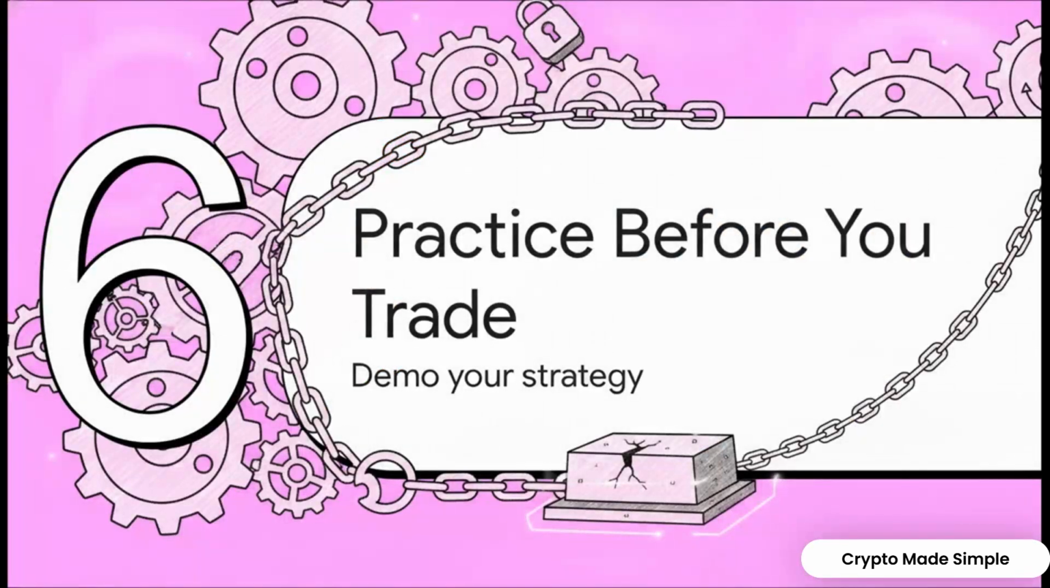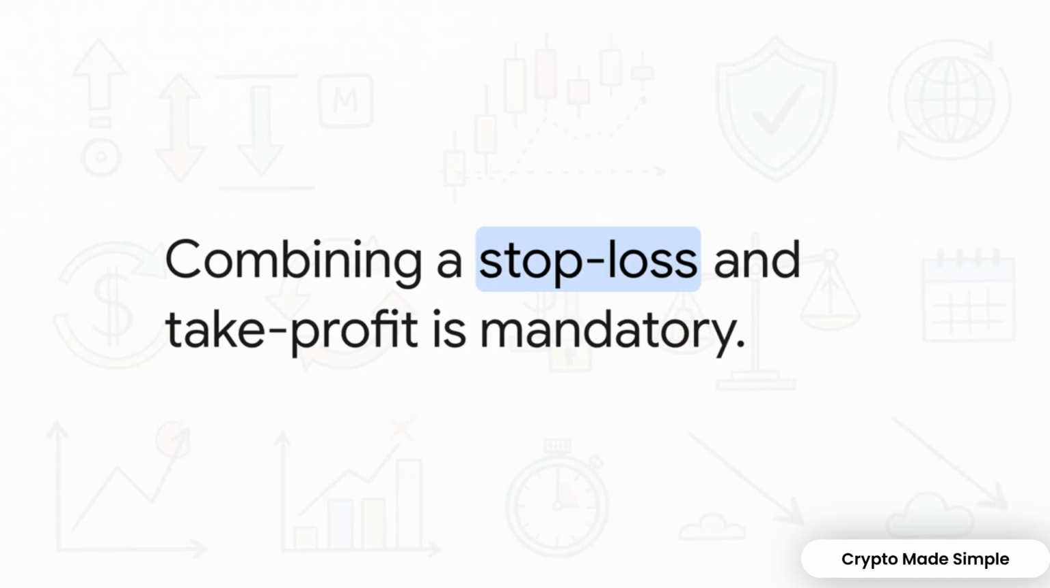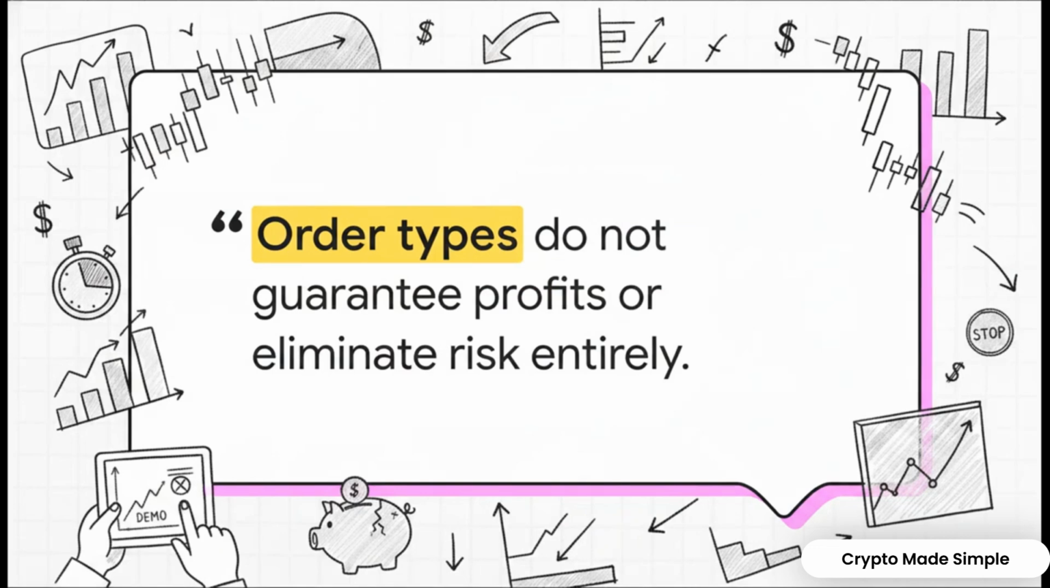And finally, part 6, practice before you trade. We've covered the mechanics, but how do we make this permanent? Because combining these tools isn't just a suggestion. Combining a stop loss and a take profit is mandatory risk management. It's not optional. These tools define the hard boundaries of your trade, and quite frankly, they protect you from yourself. If you're entering a trade without both of these orders attached, you really aren't trading. You're just guessing.